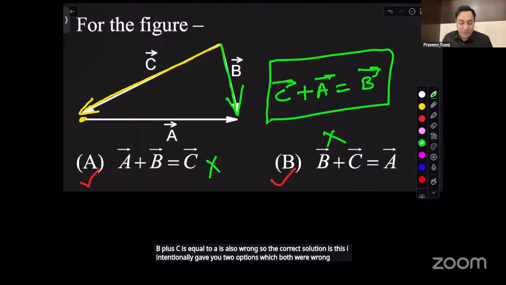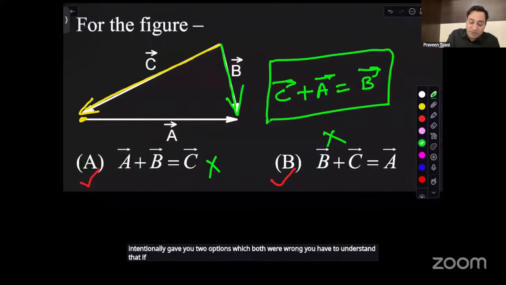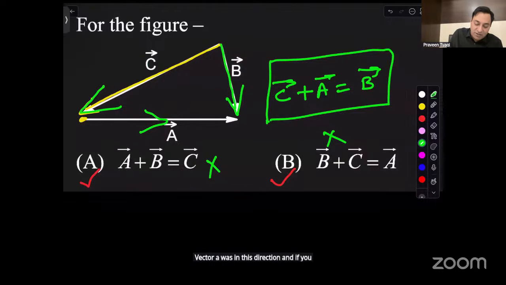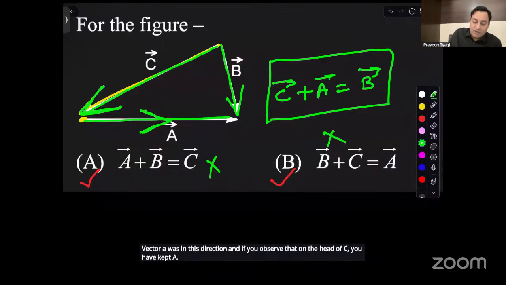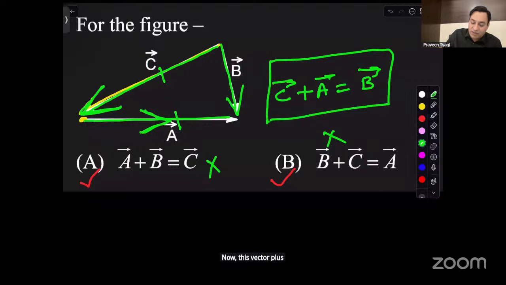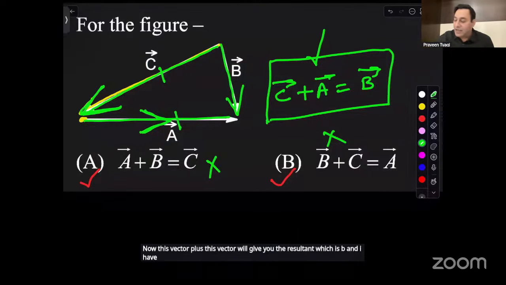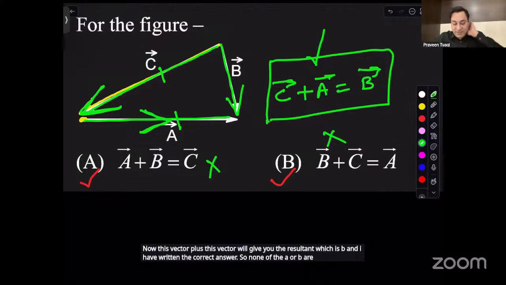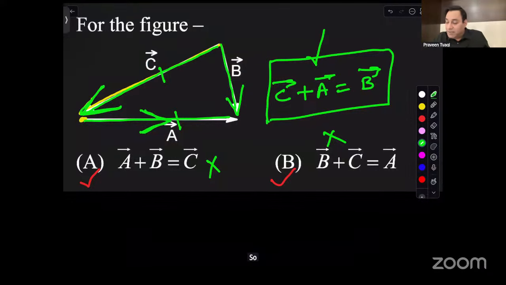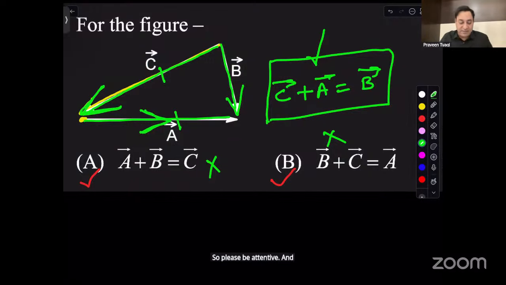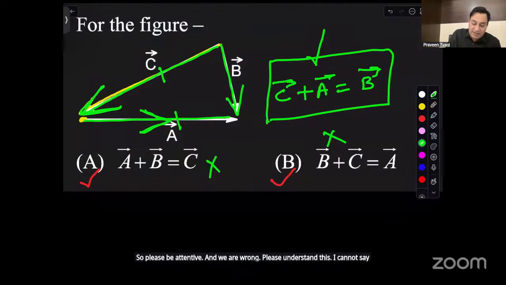So you have to understand direction. The vector C was in this direction. Vector A was in this direction. And if you observe, on the head of C you have kept A. Now, this vector plus this vector will give you the resultant, which is B, and I have written the correct answer. So none of A or B are correct. It is C plus A equal to B as shown in the figure. So please be attentive. A and B are wrong. Please understand this. I cannot say A plus B is equal to C.